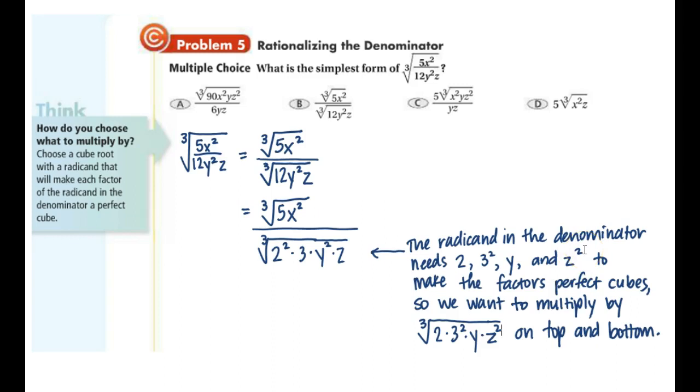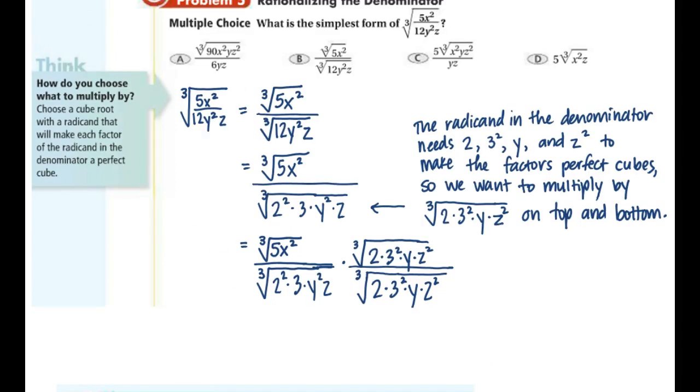So we're not going to be multiplying just by the bottom this time because that would not get rid of the radical. Instead, we're going to multiply the top and the bottom by the cube root of 2 times 3 squared times y times z squared. Remember, this process of rationalizing the denominator does not change the actual value of the fraction because we are multiplying by a factor of 1.